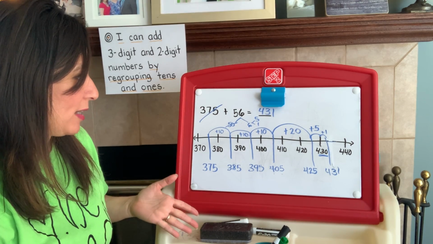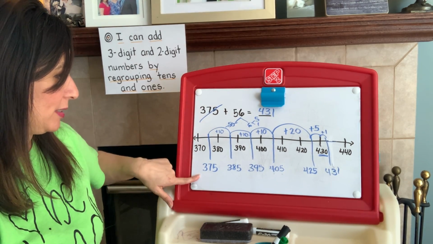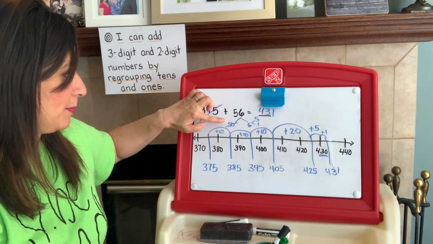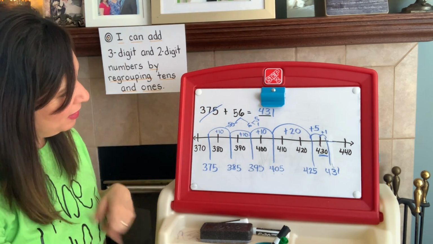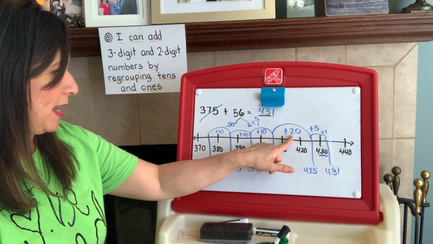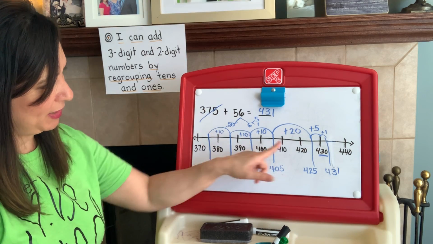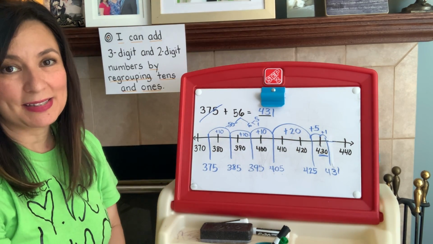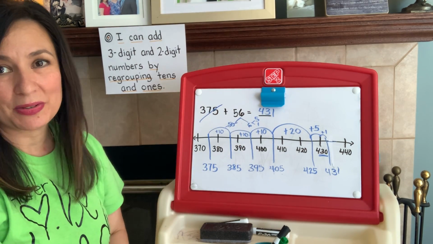Let's double check my work here. I needed to position 375, which I did. I needed to jump 50 and then 6, or a total of 56. So let me check. This is how I add up my work. I'm going to start at my greatest 10, and then I'm going to add these other 10s in. 20, 30, 40, 50. And then I've got 5 plus 1 is 6. 50 plus 6 is 56. So I feel confident that my sum is correct.